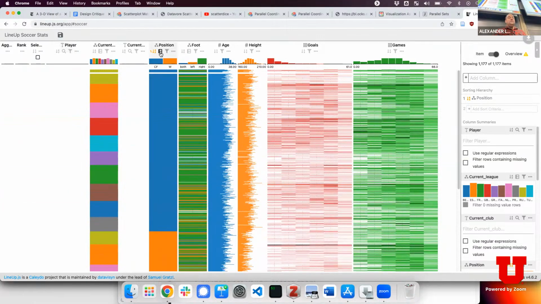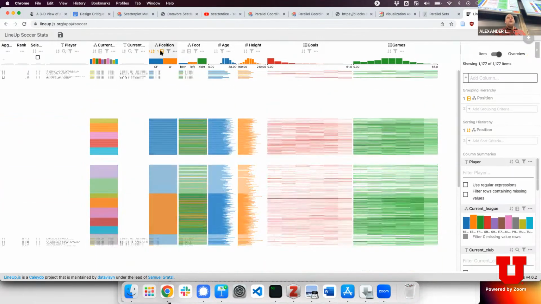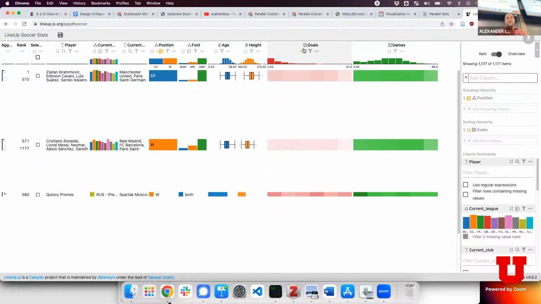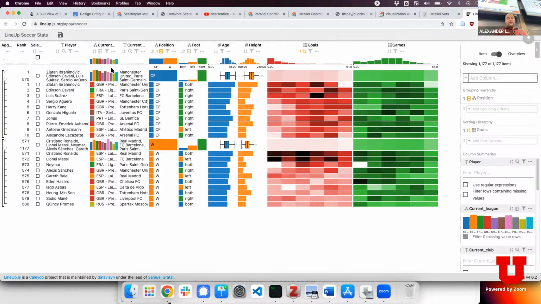And then of course, this allows you to do cool things like group by position and then sort by goals. Now we can quickly see what the most successful goal-getting center forward is, Zlatan Ibrahimovic, versus the most successful goal-getting wingers, Cristiano Ronaldo and Lionel Messi, right? So we can do fancy things with this.